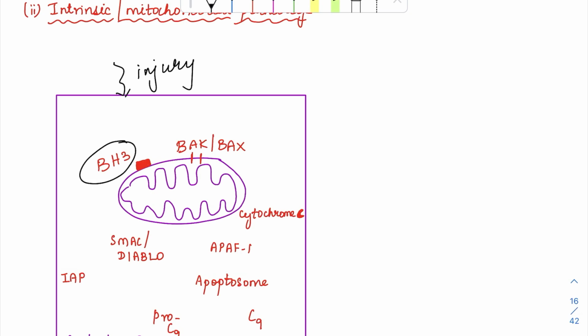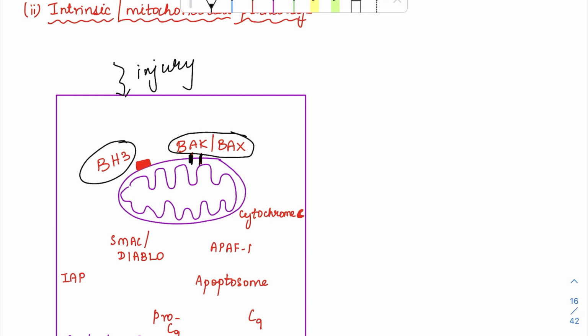So these BH3-only proteins are going to sense this injury, and they will change the balance between the anti-apoptotic and pro-apoptotic genes, and they will favor the pro-apoptotic genes. So pro-apoptotic genes were BAK and BAX, right? So this BAK and BAX will be activated on the mitochondrial membrane. What will happen? They are going to form some oligomeric channels, and they'll insert themselves on this mitochondrial membrane like this. So they are going to form these channels.